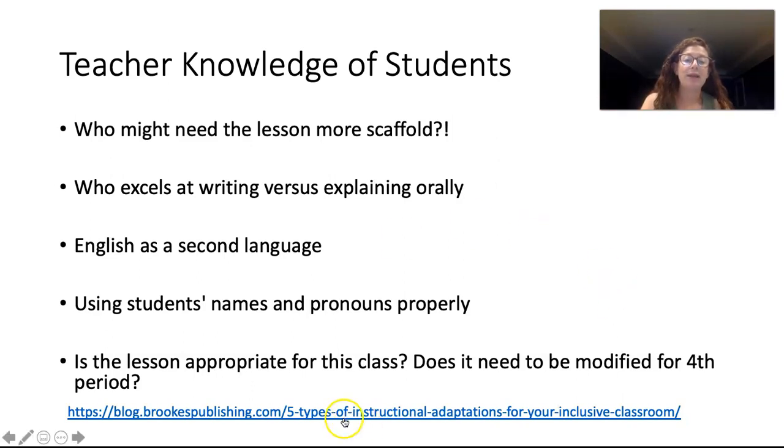This is a great instructional adaptation for an inclusive classroom blog. I highly recommend it. It talks about really easy steps and pointers for any teacher to pick up.